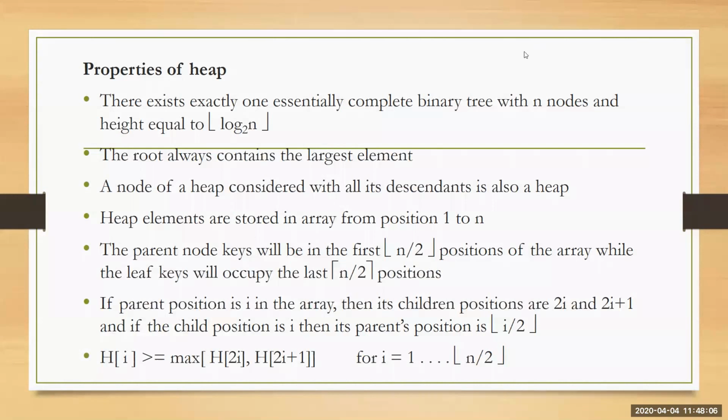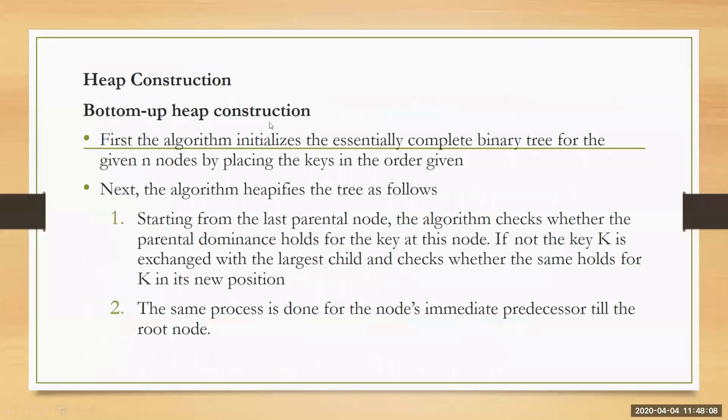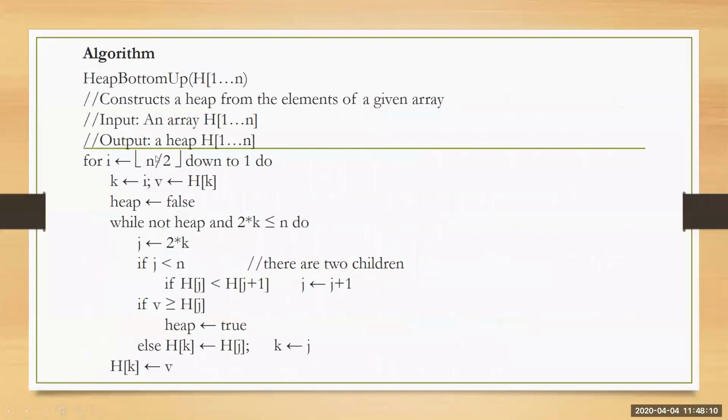That means the for loop starts from n by 2. n by 2 is nothing but the last parental node. Down to 1 means the for loop will be in descending order. So it starts from n by 2 and decrements till 1. 1 is nothing but the root node. So do what you are supposed to do. k is equal to i. You have to take one variable k, and that is initialized to i. What is i? Initially, i is the index of the last parental node.